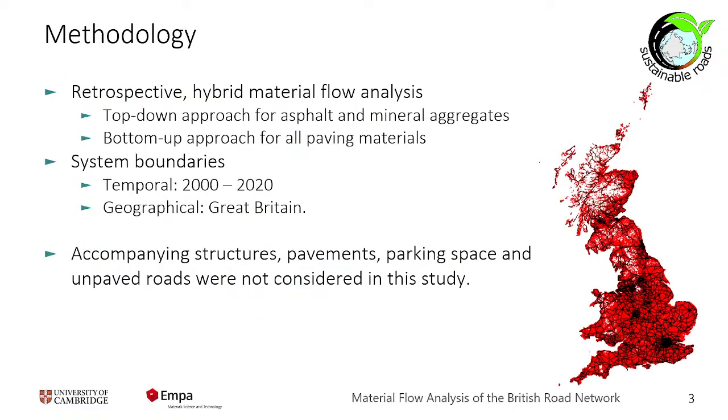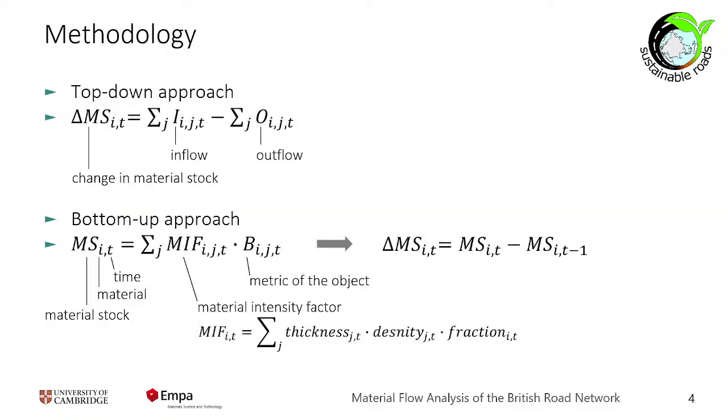So what I have done is a retrospective analysis of the road network. This is a picture of the British road network, where black ones are main roads and red ones are minor roads. So technically the structure really spans across the whole isle, a little bit less in Scotland. My system boundary was 20 years, and the geographic region Great Britain. I used two different approaches: the top-down approach and the bottom-up approach, which I come to now.